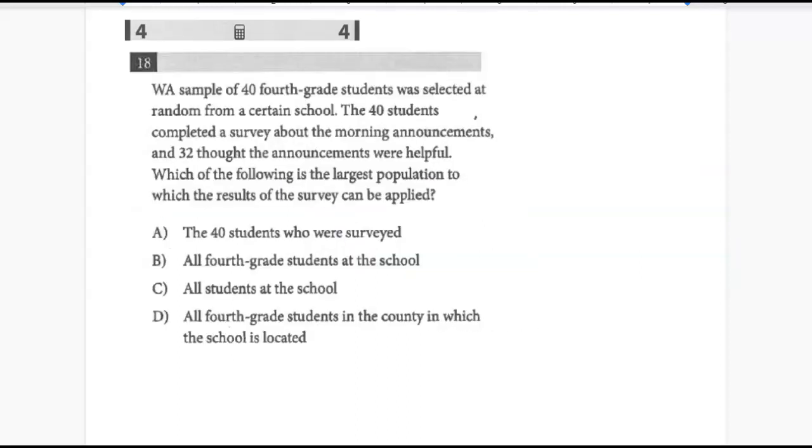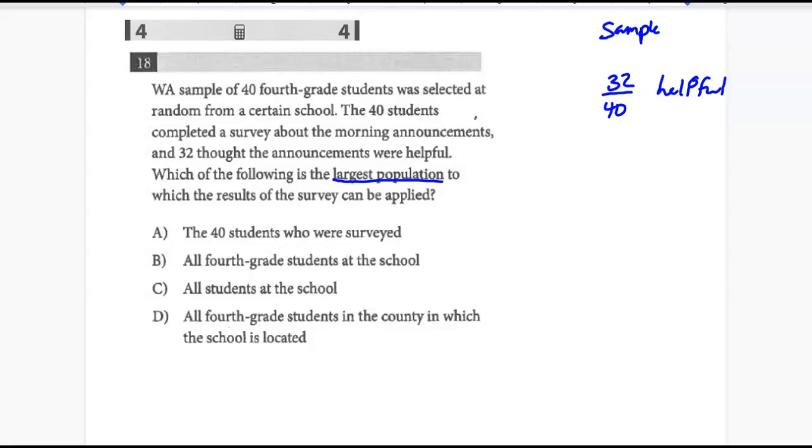Number 18 looks like a stats problem. A sample of 40 fourth grade students was selected at random from a school. The 40 students completed a survey about the morning announcements. 32 thought they were helpful. So we have a sample of fourth graders. 32 out of 40 said that it was helpful. Which of the following is the largest population to which the results can be applied?